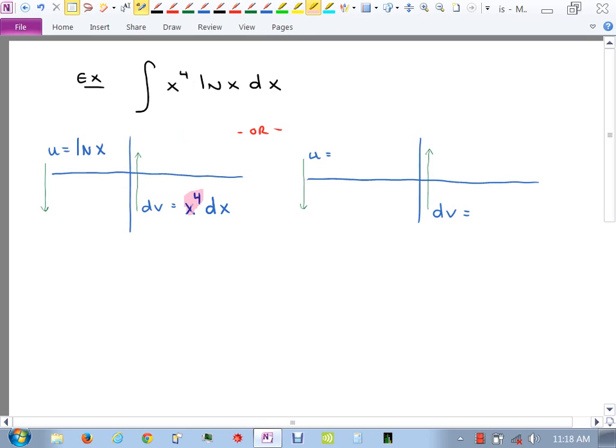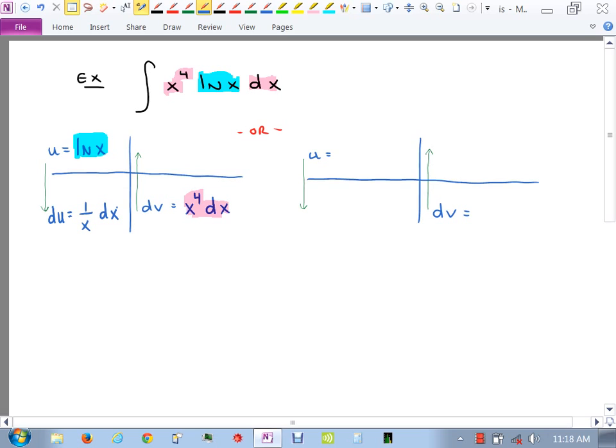So my x to the 4th dx accounts for this part. My natural log of x here accounts for this part. So everything's accounted for if I do it that way. Now let's go ahead and find what the du and the v would be. So what would du be? 1 over x dx, because the derivative of natural log x is 1 over x.